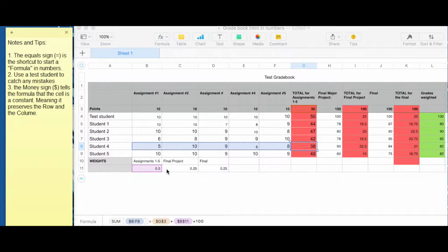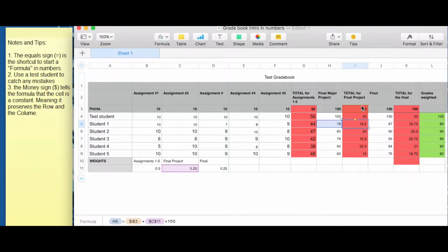And at the end, all I'm doing is essentially taking each one of those three categories and adding them together. So the second one here, your final major project, for a student that got a 78 out of 100, when you look at the formula there, it's looking at one particular number divided by a constant, and that's where you start to see those money symbols, is that it's saying it's a constant.